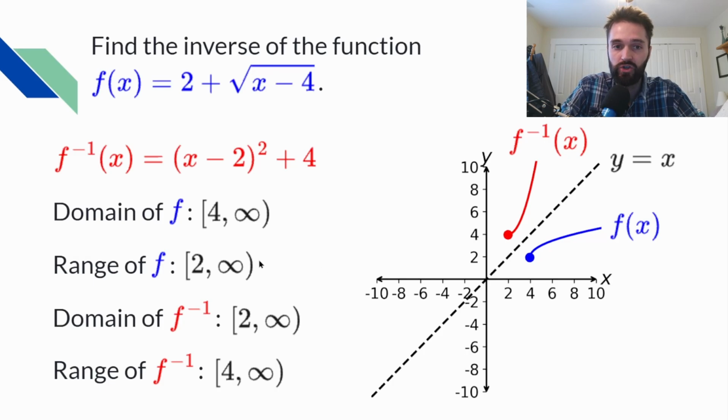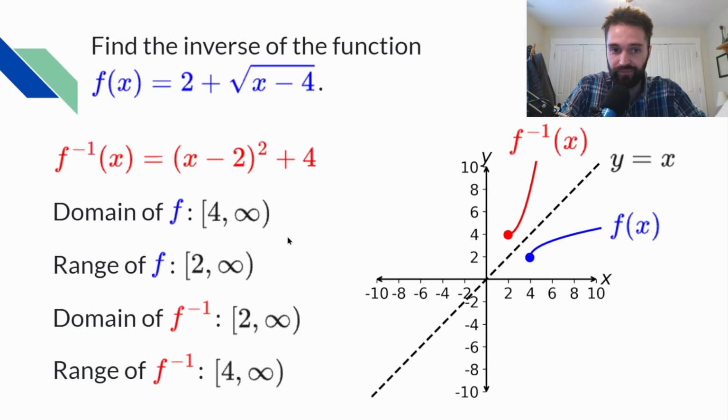Okay? And the range is 2 to infinity. We can see that from this curve, right? It starts here at the point (4, 2), and it extends upward. So the y values are going from 2 to infinity.